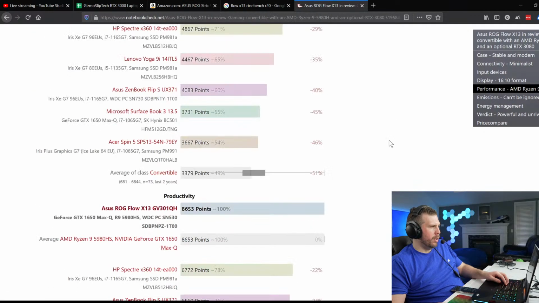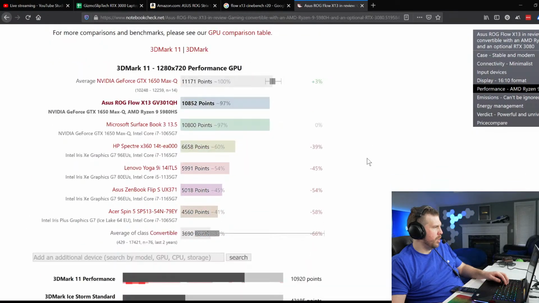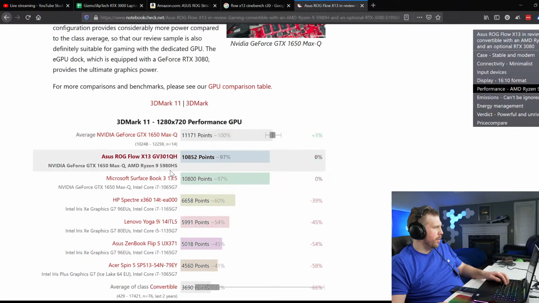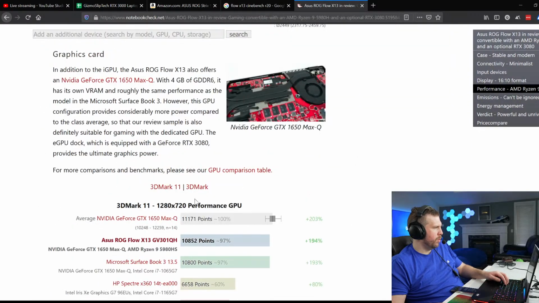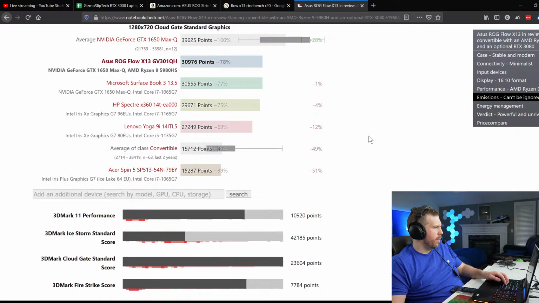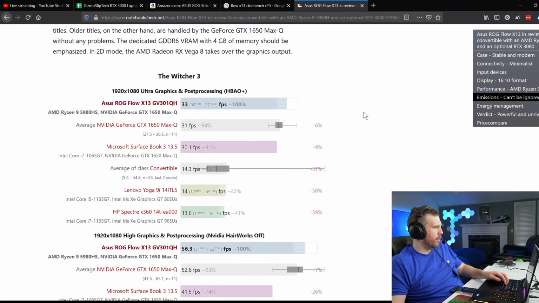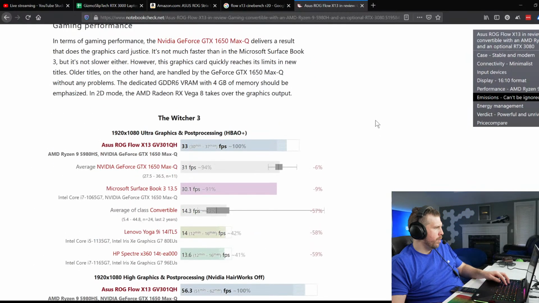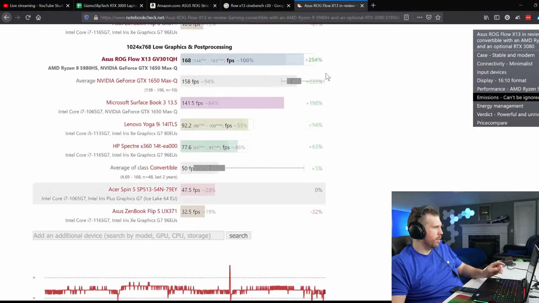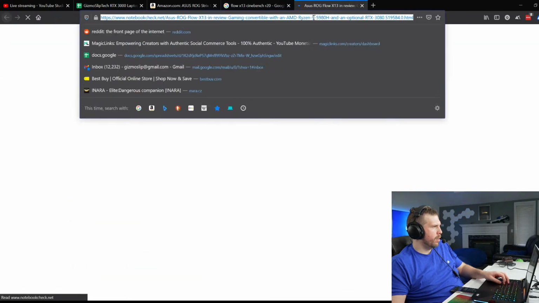The Timespy score, though, is not going to be crazy good, because it's a GTX 1650. Unless, of course, you hook it up to the external GPU. CloudGate, Fire Strike. They did not do Timespy. Sad face. I guess I need to save this link.